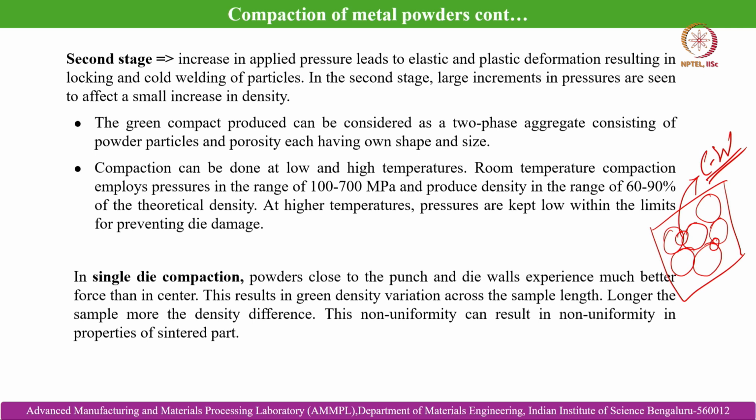In single die compaction, powder close to the punch and die walls experiences much higher force than in the center, which results in a higher green density across the sample length. The longer the sample, the more the density difference. This non-uniformity can result in non-uniform properties in the sintered part.